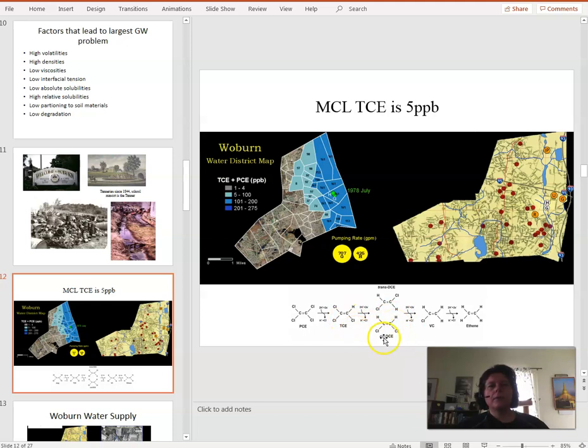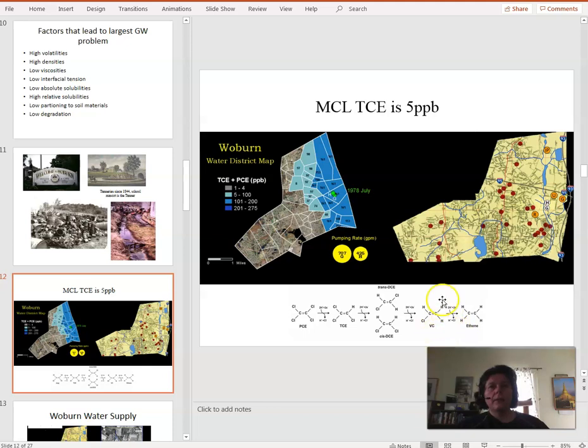So TCE will turn into cis-DCE, which will turn into vinyl chloride. And there's only one. So when you say vinyl chloride, PVC, polyvinyl chloride, this is the main group that forms the polyvinyl chloride. All of this happens under anaerobic conditions, and going from vinyl chloride to ethylene happens under aerobic conditions only.